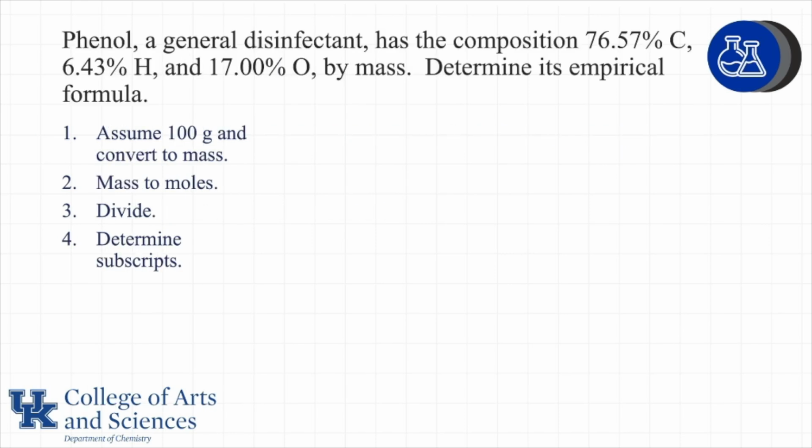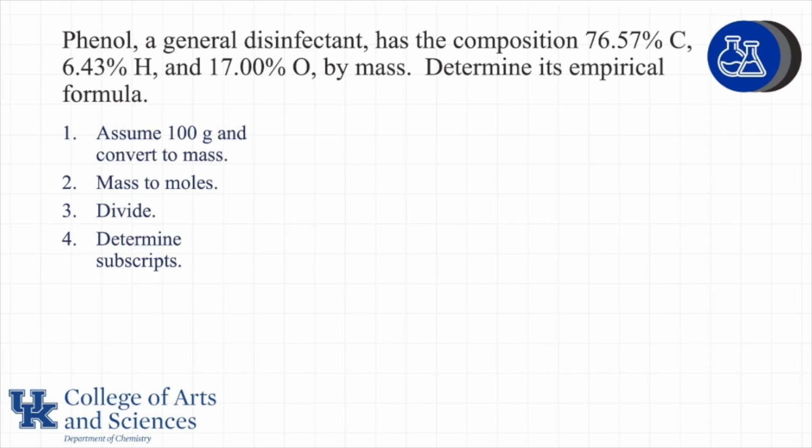Let's look at an example. Phenol, a general disinfectant, has the composition 76.57% carbon, 6.43% hydrogen, and 17% oxygen by mass. Determine its empirical formula.